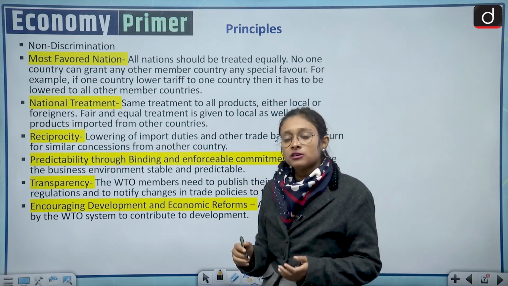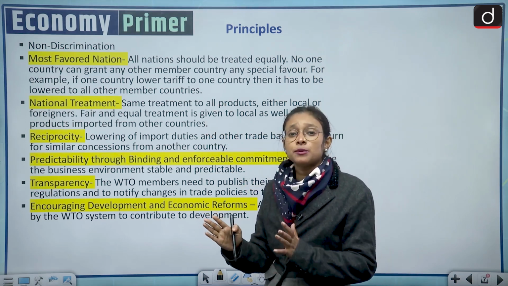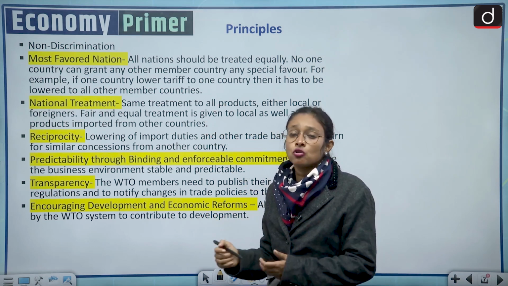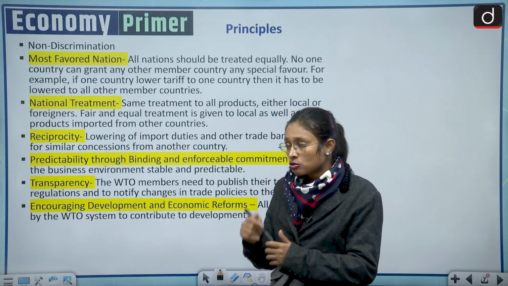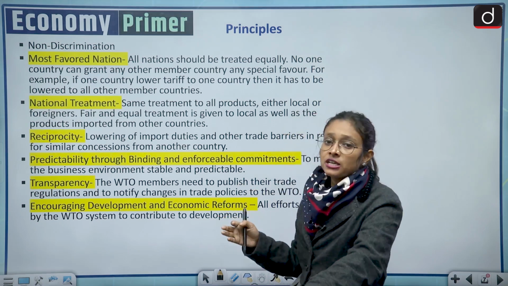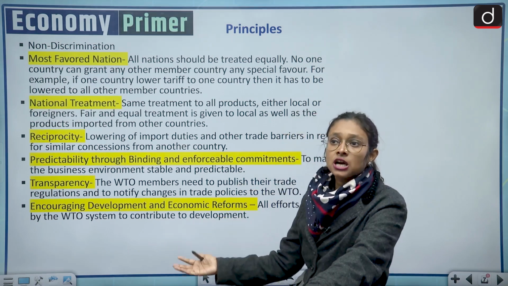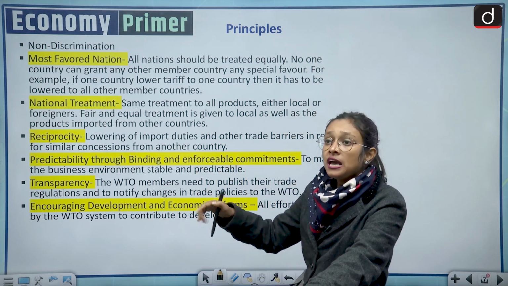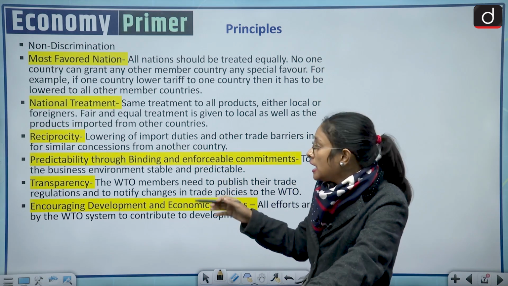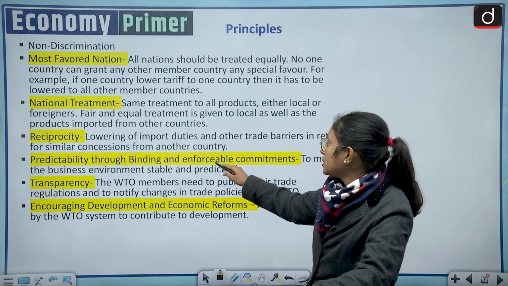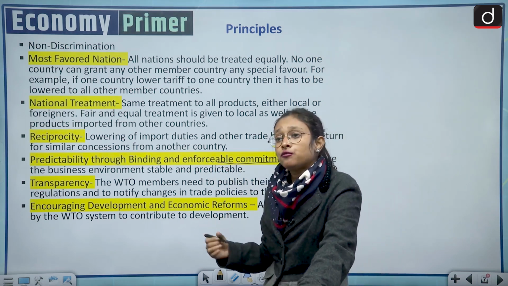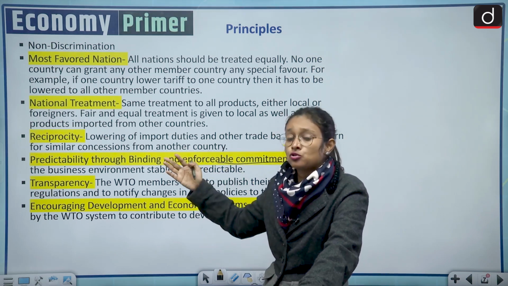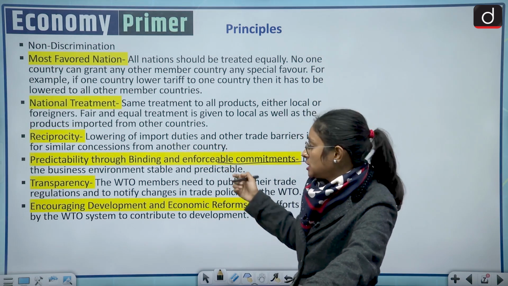And national treatment. So here you will have similar treatment of foreign goods and local goods. There will be no discrimination between foreign goods and local goods. And reciprocity: if you are helping any country, the country will also help, and it should be extended to all member nations. And predictability through binding and enforceable commitments. Commitment is very much needed. So there is an enforceable commitment through the World Trade Organization.